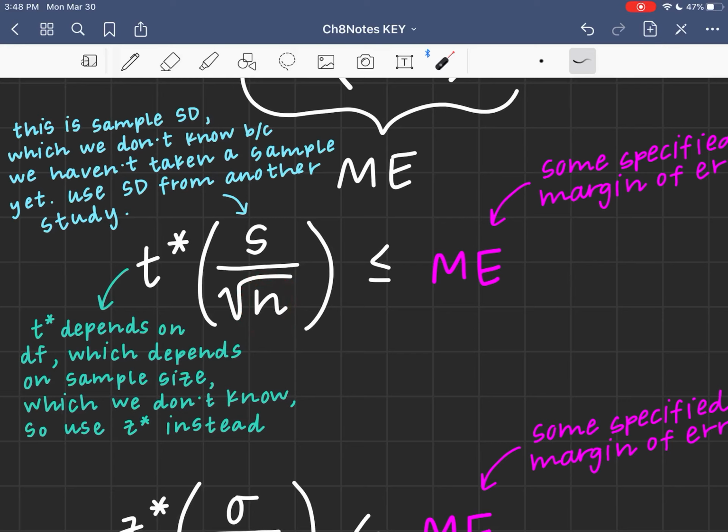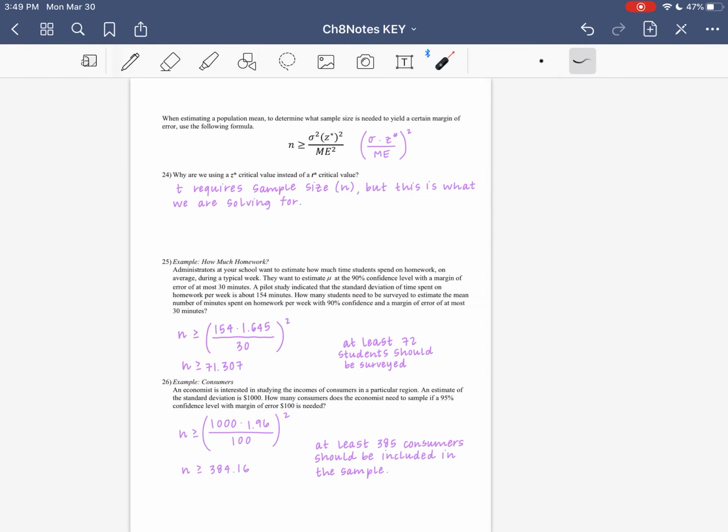So we are using a z only because we are solving for sample size. And because we don't know sample size, we don't know degrees of freedom, which means we don't know our t value. Here, another thing to mention, lowercase s is sample standard deviation. We haven't even collected our sample yet because we haven't even figured out our sample size. Therefore, we don't know our sample standard deviation. So instead, you're going to use standard deviation from some previous study. Similar to the proportions, where we might use a proportion from a previous study, you're going to use a standard deviation from a previous study to fill in there.